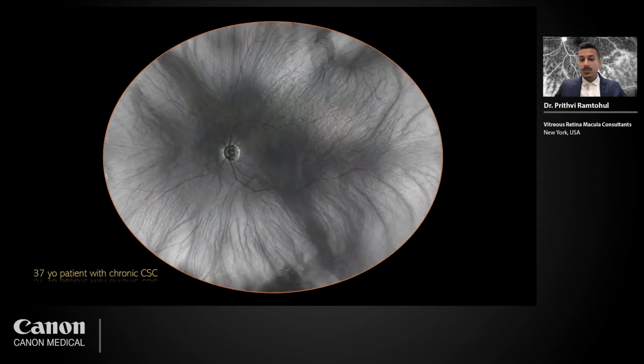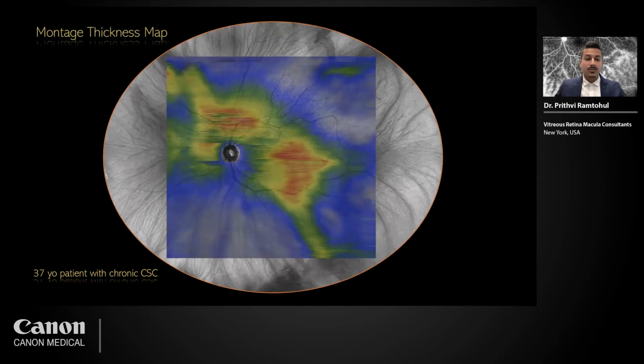This is another example of a young patient with chronic CSC. You can see the imbalanced choroidal venous drainage. Here, the dominant vortex veins are in the supranasal and inferotemporal quadrants, and the inferonasal vortex vein appeared hypoplasic. These findings are confirmed by the thickness map, which shows the peripheral choroidal thickening up to the ampullae.